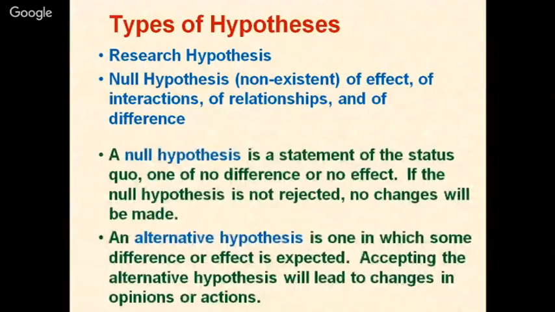So a null hypothesis is a statement of the status quo, one of no difference or no effect. If the null hypothesis is not rejected, no changes will be made. An alternative hypothesis is one in which some difference or effect is expected. So accepting the alternative hypothesis will lead to changes in the opinions or the actions.